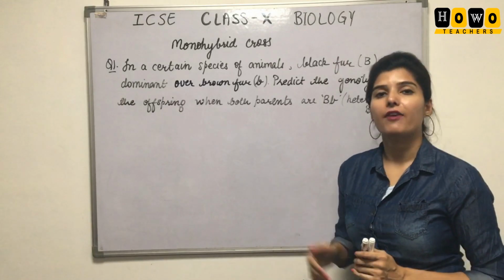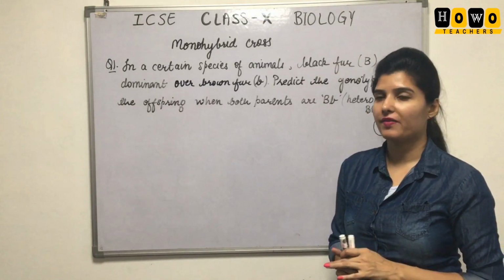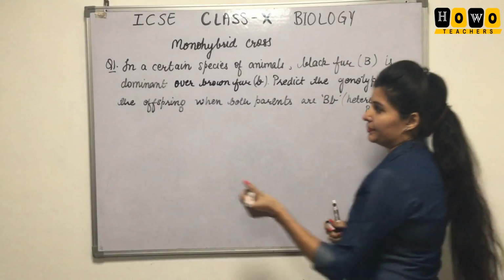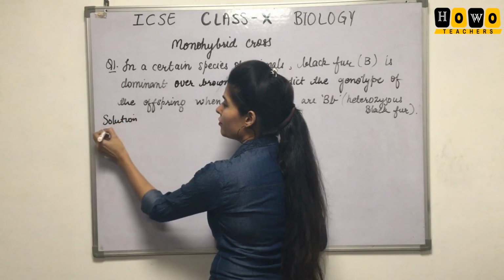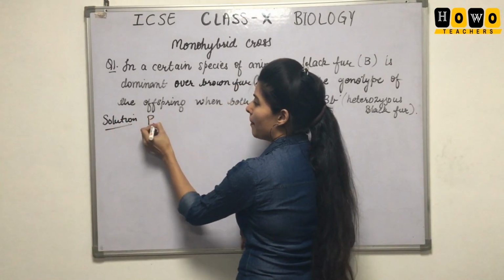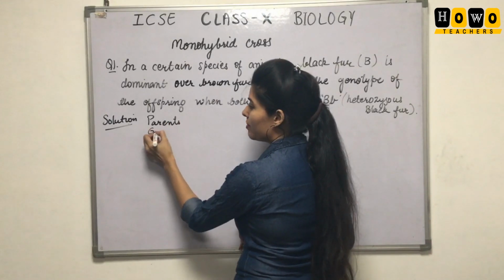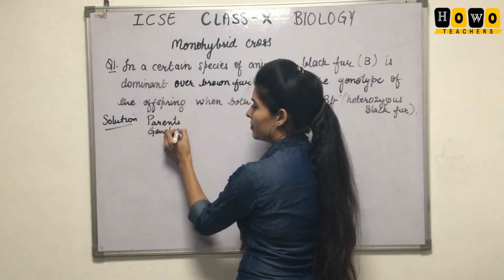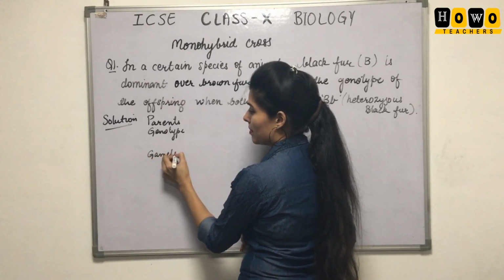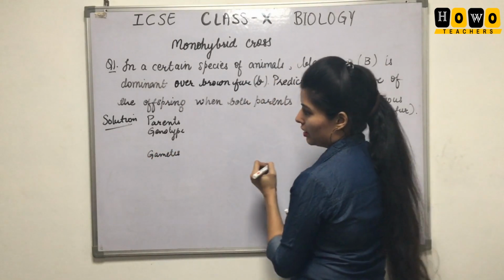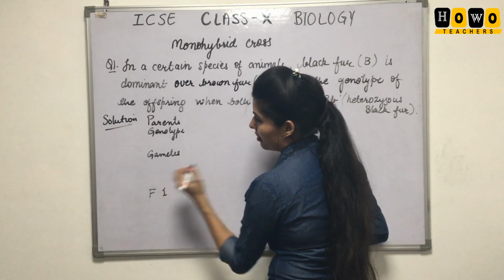It comes in 5 marks. When it comes about your board exams, it is of 5 marks. Okay. So let us start. First of all, you have to mention here parents, their genotype, gametes, and F1 generation that will be formed.